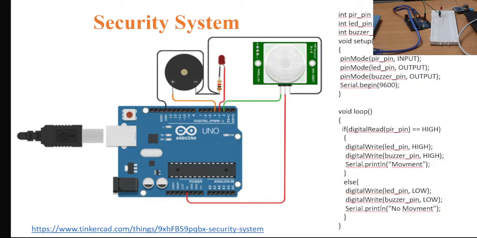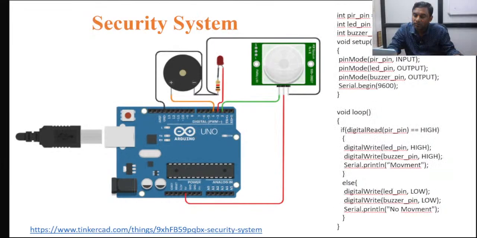Here one pin, the data pin, is connected to digital pin number 2. Another pin, the VCC pin, is connected to 5 volt, and another pin is connected to the ground along with the negative of the buzzer. Pin number 3 is connected to the LED, and pin number 4 is connected to the positive of the buzzer.